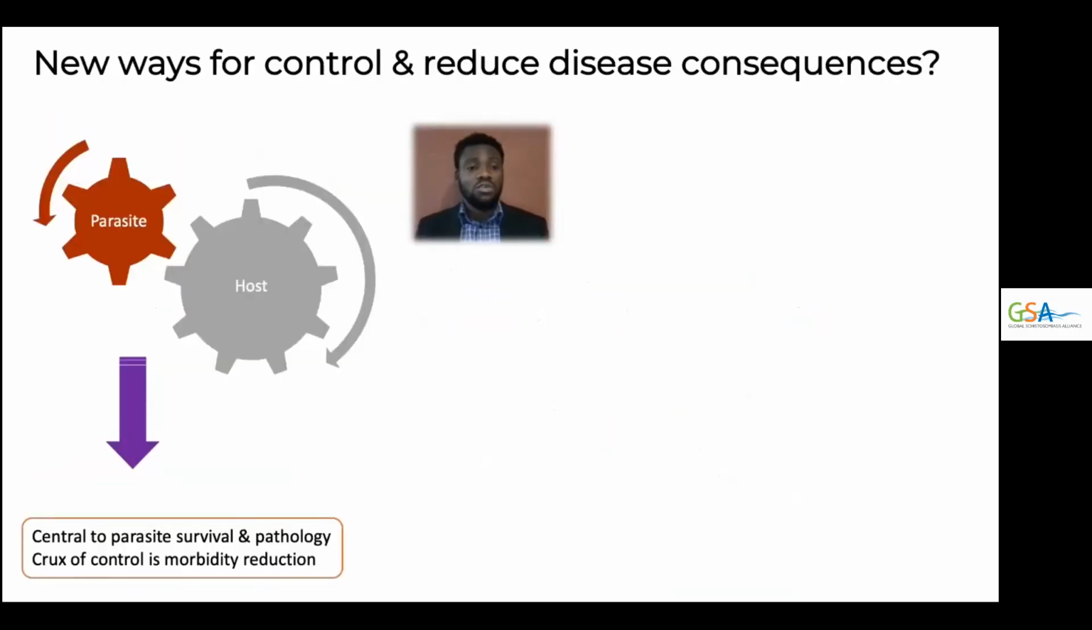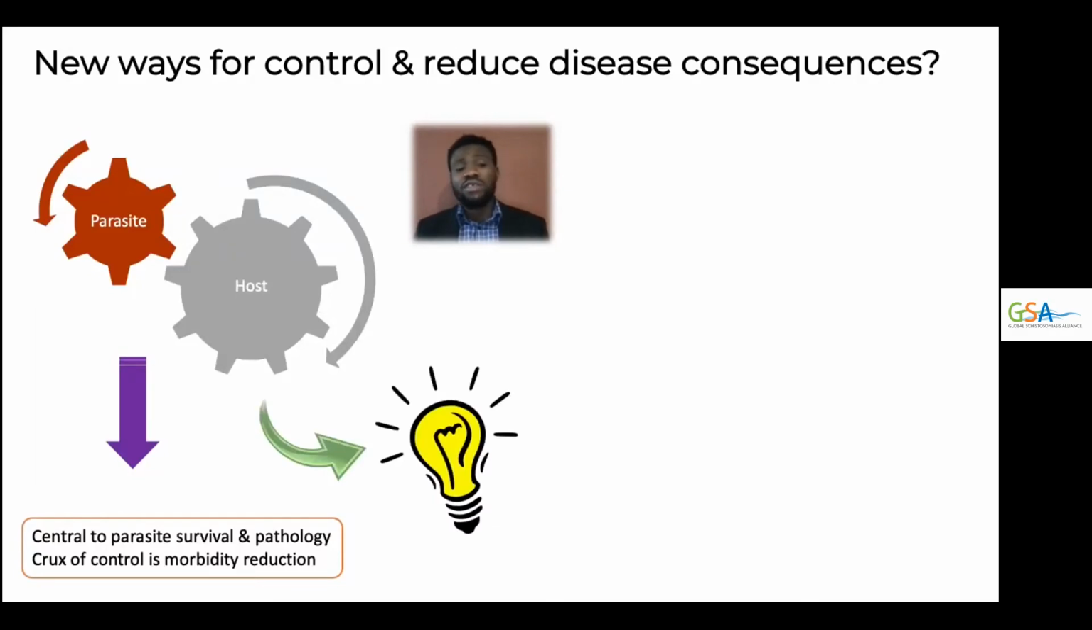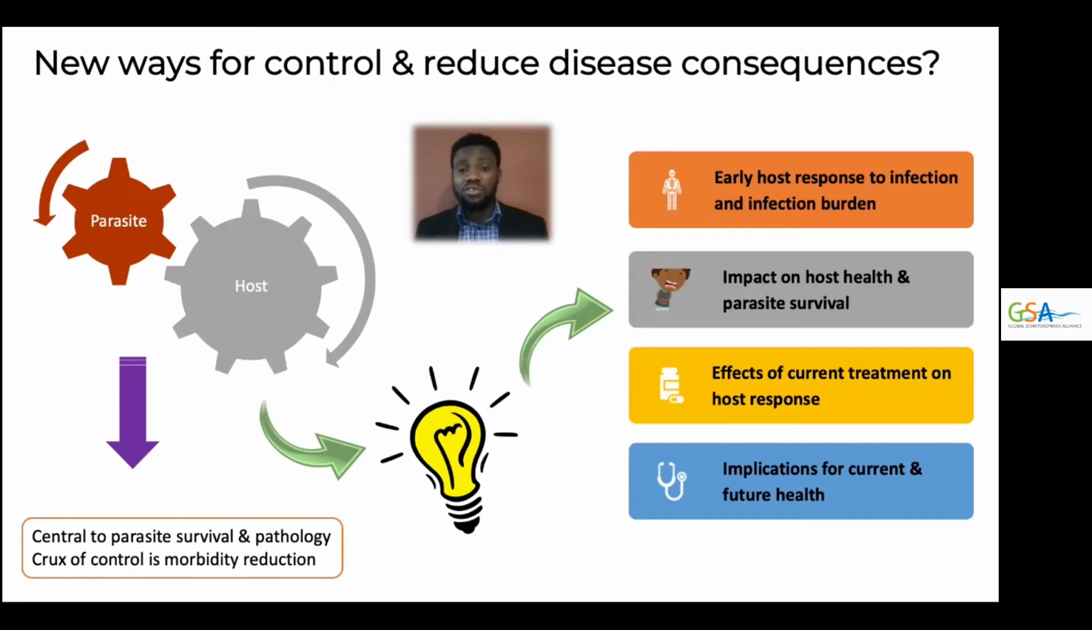So moving forward, studies have shown us that host-parasite relationships are central to parasite survival and pathology. And so the crux of schistosomiasis control has been to reduce morbidity associated with infection. So what if we are further able to understand this host-parasite relationship and use that to provide further information on the host's responses to infection and infection burden, the impact on host health and parasite survival, the effect of current treatments on host responses, as well as the implications on current and future health? We'll be able to find new ways for control and to reduce disease consequences.